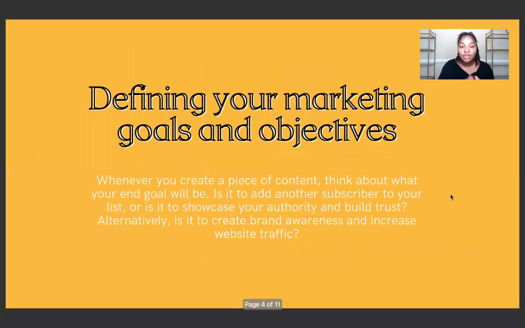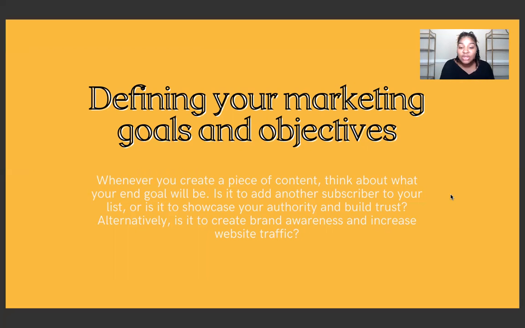You know. All right, so element number 1, defining your marketing goals and objectives. Whenever you create a piece of content, think about what your end goal will be. Is it to add another subscriber to your list? Are you trying to showcase your authority and build trust? And alternatively, is it to create brand awareness and increase website traffic? So you need to sit down and figure out, what am I trying to do? And it's too much for you to say, I want to do all of that. Okay. It's okay for you to want to do all of it, but it's going to be difficult for you to get results if you try to do all of it at one time or all of it with one piece of content.